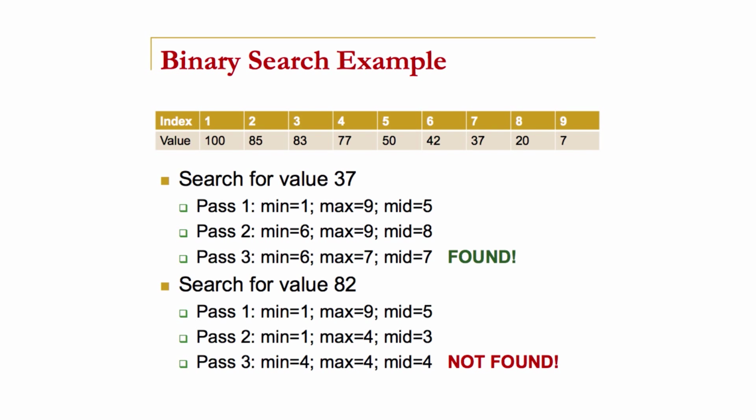I begin in my pass 1 again with minimum index 1, maximum index 9, and the middle was 5. I look at the value at index 5, again 50, and the value I'm looking for, 82, is greater than 50. So now I know in this example I can totally remove the right side of the list. I'm looking now from location 1 through 4 and trying to find the value of 82.